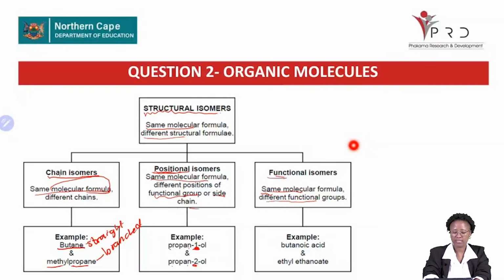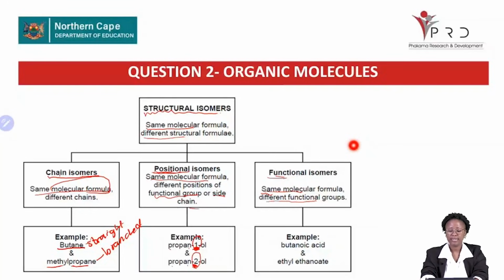As you can see here, the position is not the same. One is on carbon number 1, the OH, rather, is attached on carbon number 1, and over here, the OH is attached on carbon number 2. So you can see that what is different is the position. The position changed from carbon number 1 to carbon number 2, or vice versa.